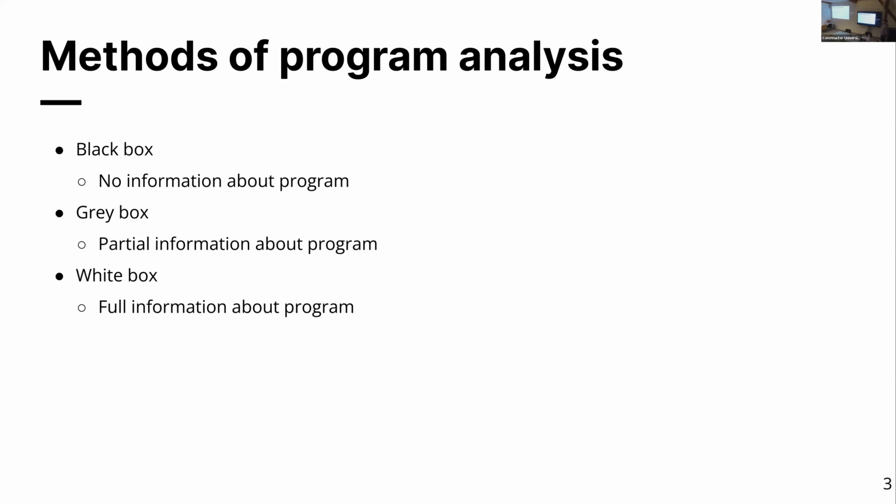First, let's begin with some type of classification of program analysis methods, because that's what you should do at the beginning of a talk. I chose this classification. It's basically a division of program analysis methods based on how much they know about the program they try to analyze. The simplest ones are black box methods, because they just treat your program as a black box. They just shove some inputs into it and try to see what happens.